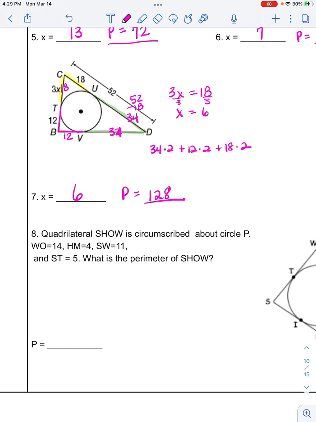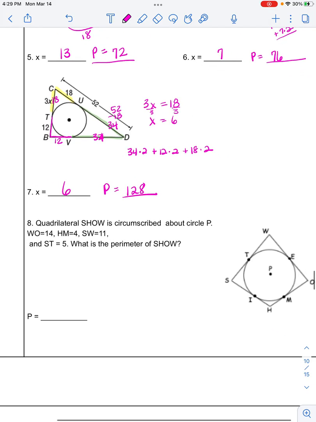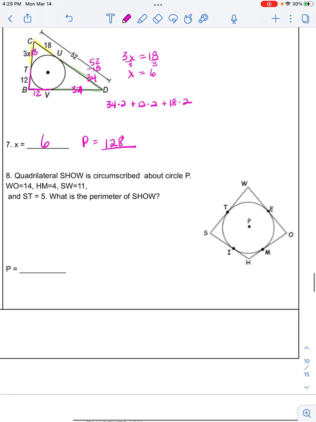Okay, so the last one, it says that quadrilateral SHOW is circumscribed. Let me back up for just a second. Circumscribed. Circum means around, scribed means written. So what that means is that this SHOW, that quadrilateral, is drawn around the outside of the circle so that the circle is touching the sides. That's what circumscribed means. It says that WO, from here to here, WO is 14.